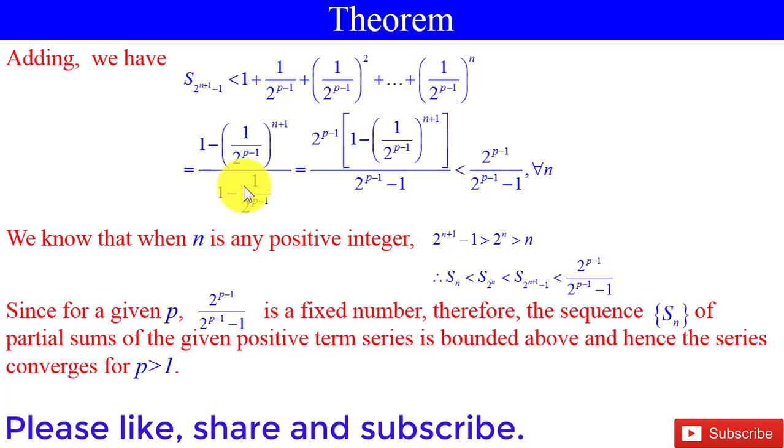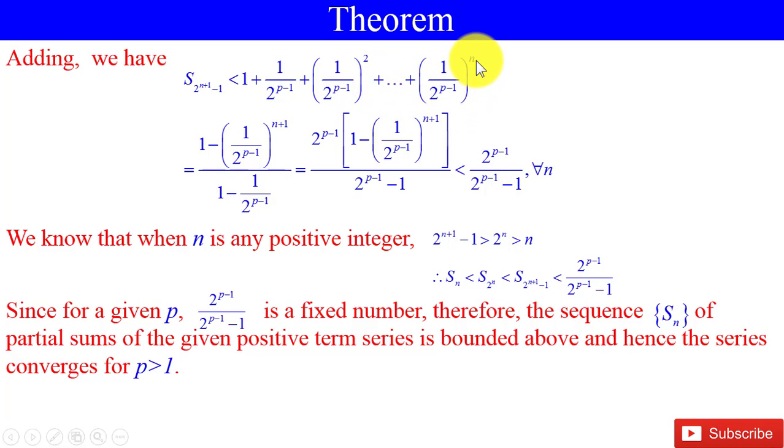Adding them we have S of 2 raised to the power n plus 1 minus 1 is less than 1 plus 1 by 2 raised to the power p minus 1 plus (1 by 2 raised to the power p minus 1) whole square plus up to (1 by 2 raised to the power p minus 1) whole raised to the power n.